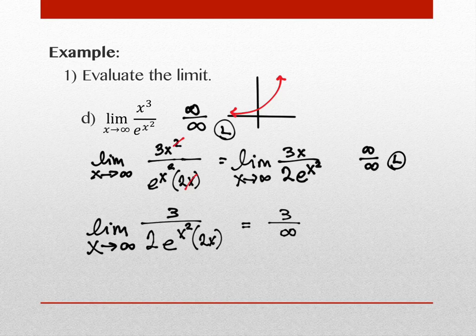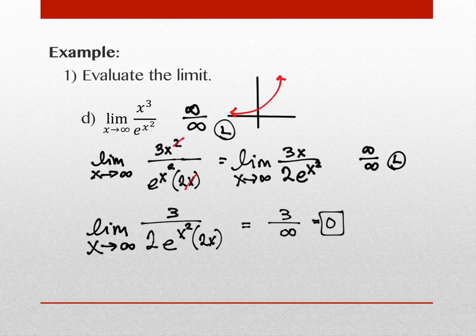Think about numbers: 3 divided by 1, 3 divided by 10, 3 divided by 100, 3 divided by 1,000. Remember the tables we did in Calc 1? As you divide by something larger and larger, the fraction gets smaller and smaller. This limit is 0. But imagine if the fraction had been flipped, with e to the x squared on top and x cubed on the bottom. The reverse would have happened. Everything else would have been the same, just the reciprocal, but in the last step we would have ended up with infinity over 3.